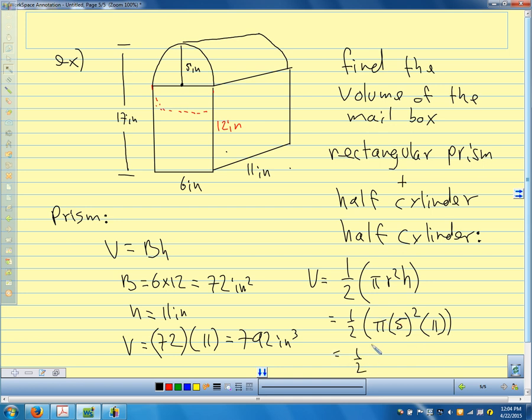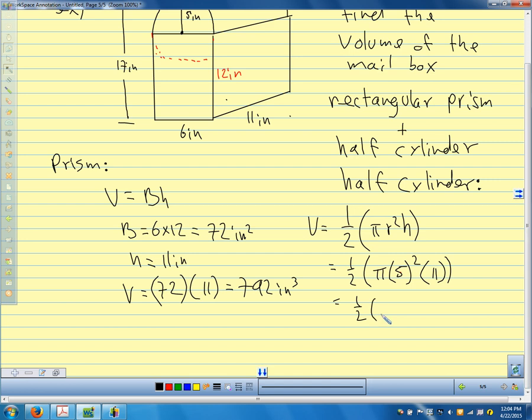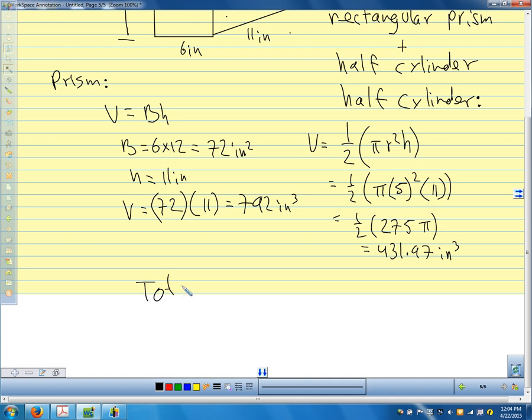So I get 1/2 of 25 times 11, which is 275 pi. And when I multiply this out, I'll get a decimal answer. I get about 431.97 cubic inches. So the total volume is 792 plus 431.97, and I get 1223.97 cubic inches.